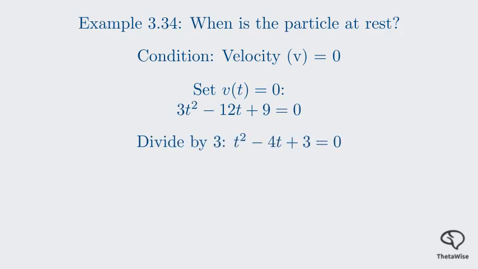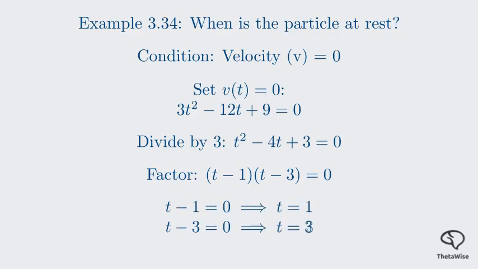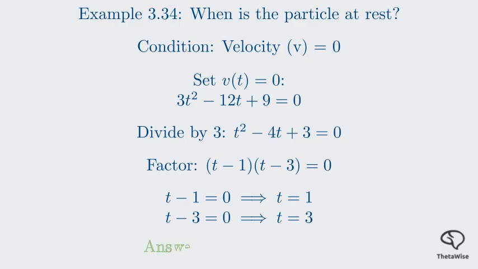This quadratic can be factored. We need two numbers that multiply to 3 and add up to negative 4. Those numbers are negative 1 and negative 3. So we factor it into t minus 1 times t minus 3 equals 0. For the product of two terms to be 0, at least one of them must be 0. This gives us two possible times. t equals 1 second and t equals 3 seconds. These are the moments when the particle is momentarily at rest before changing direction.